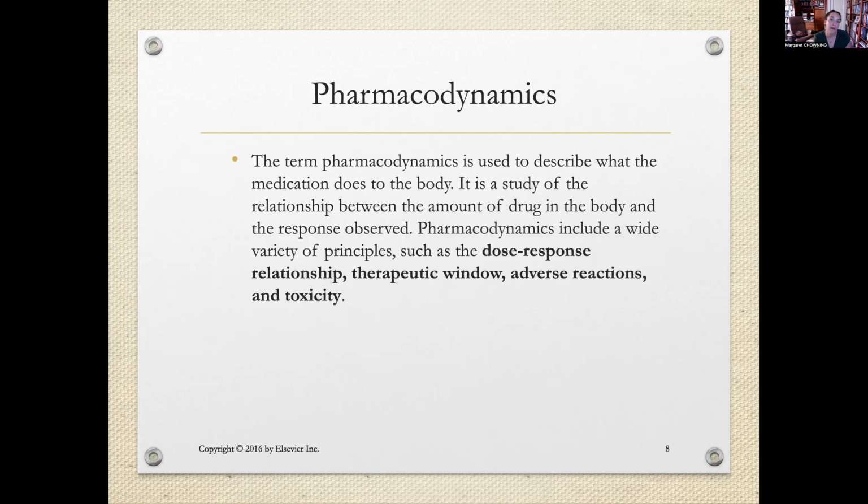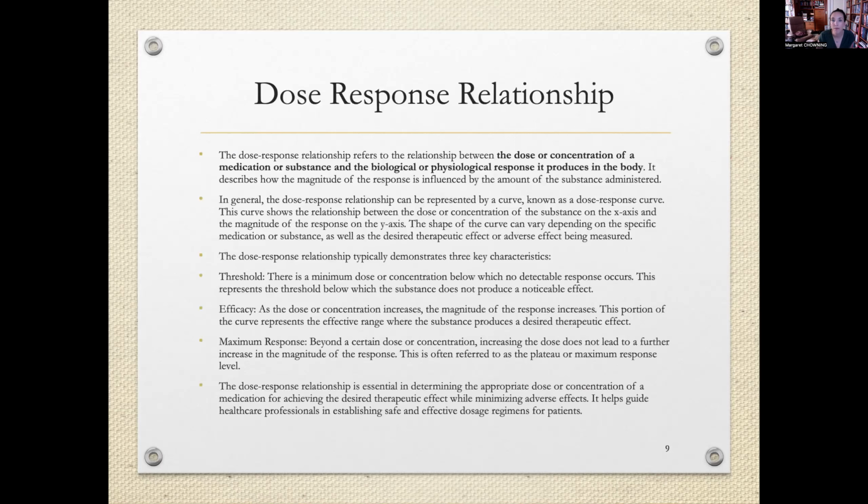Okay, pharmacodynamics. Pharmacodynamics is used to describe what the medication does to the body. It's the study of the relationship between the amount of drug in the body and the response observed. Pharmacodynamics includes a wide variety of principles such as the dose-response relationship, therapeutic window, adverse reactions, and toxicity. So it encompasses all of those terms, and we'll talk about each of them briefly.